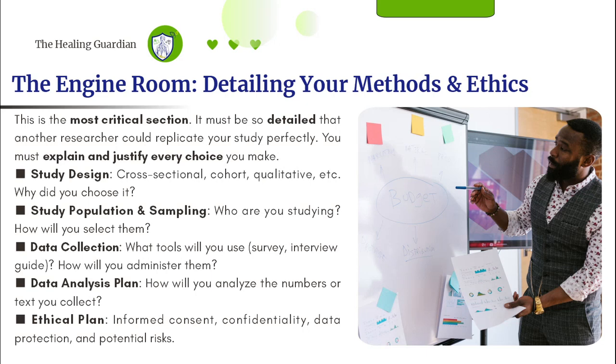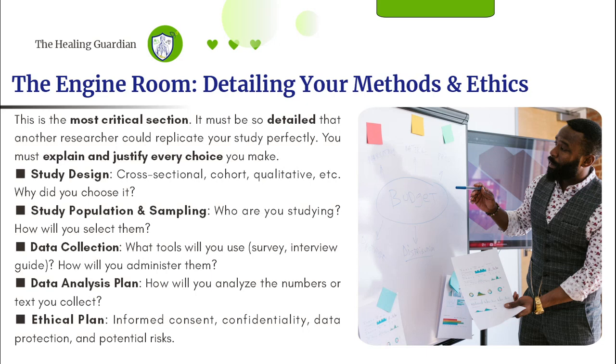Starting with the study design, will you use cross-sectional? Will you use cohort? Will you use qualitative research? And why did you choose that one? I'm going to use a cohort because I need to follow up to find the incidence. Whatever. You have to tell the study population and sampling: what are you studying and how will you select the people, who are you studying, which population will you use, and necessarily why that population. So everything has to be defended.